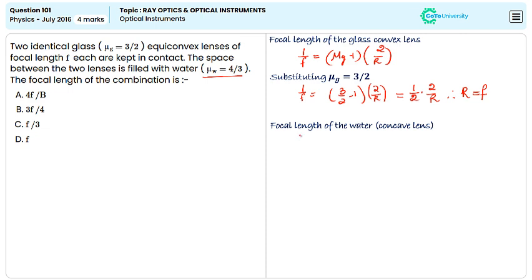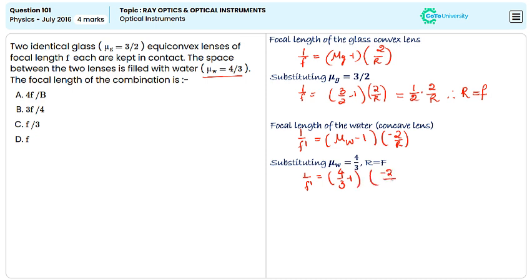The focal length of the water, which is a concave lens, is given by the formula 1 by f dash is equal to (mu of water minus 1) into minus 2 by r. Now, substituting the refractive index of water, which is given as 4 by 3, and r is equal to f, we get 1 by f dash is equal to (4 by 3 minus 1) into minus 2 by r, which equals minus 2 by 3f.